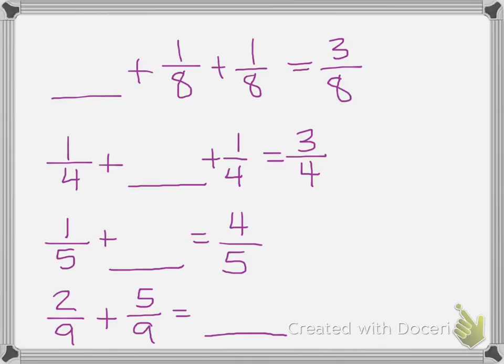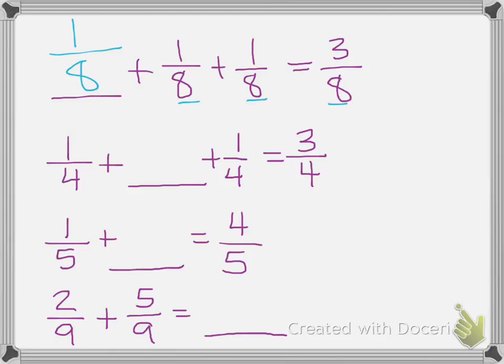Number 5 says solve. So we have blank plus 1/8 plus 1/8 equals 3/8. When we're adding fractions, we know our denominator stays the same, so our denominator is going to be 8. Then we have something plus 1 plus 1 equals 3. 1 plus 1 is 2, plus 1 is 3, so the answer is 1/8.